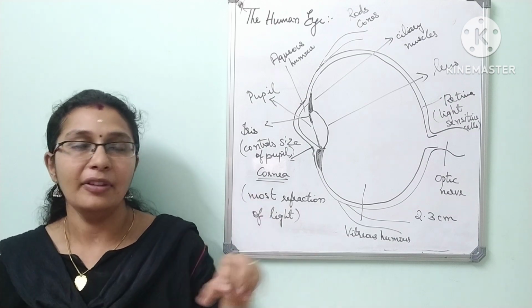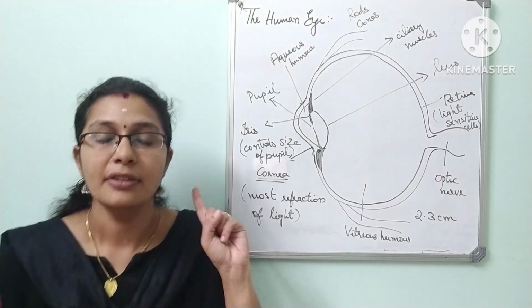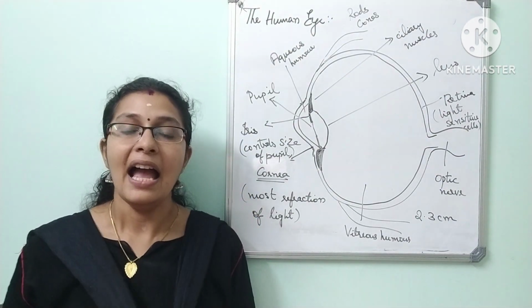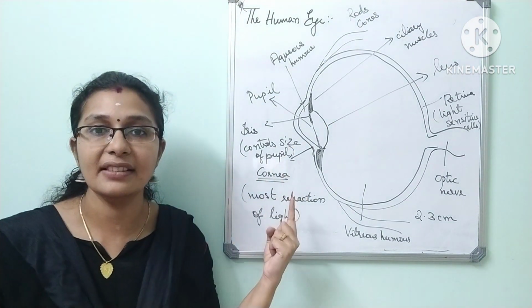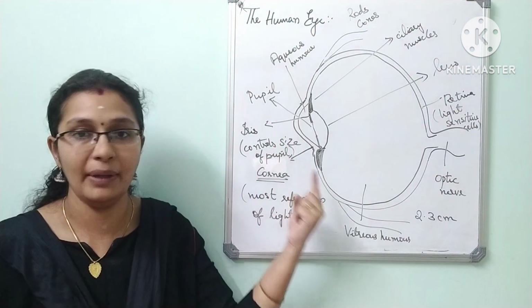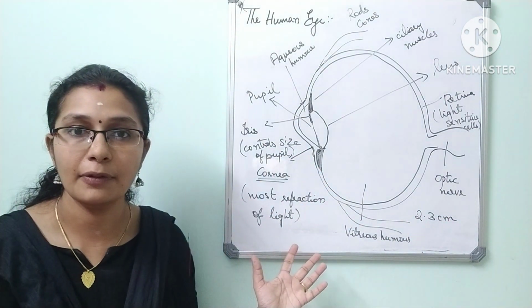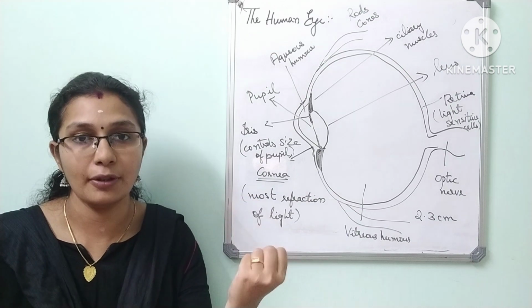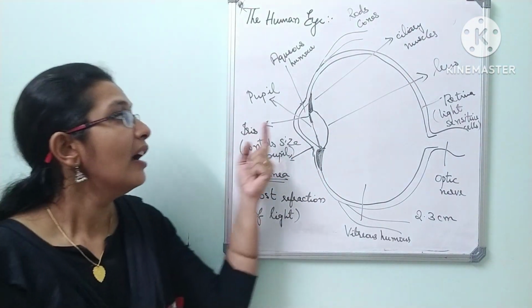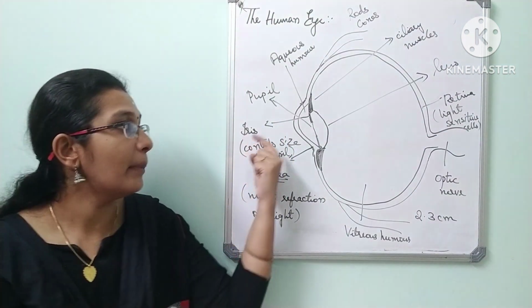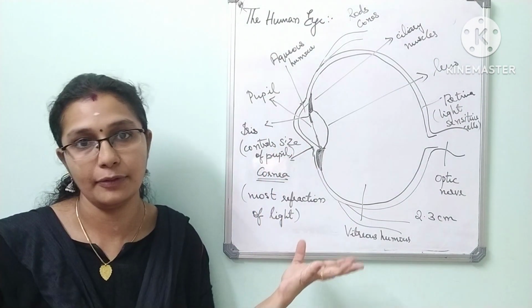So once again, we will just have a quick look at what all the parts are and what all the functions are. The first thing is sclera, and it is nothing but the white part of the eye. Next is cornea. Cornea is a thin transparent bulged membrane on the outer surface of the eye. And what is the function of cornea? It refracts most of the light that is entering. Okay, and then we have iris. Iris is a thick dark muscular diaphragm that controls the size of the pupil.